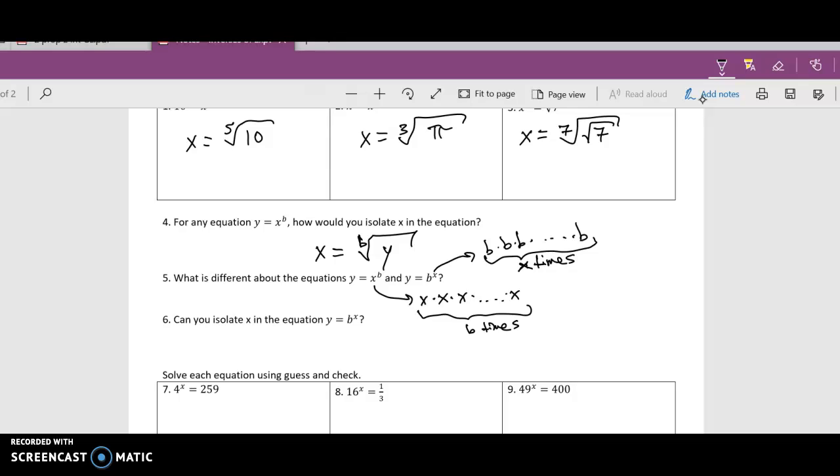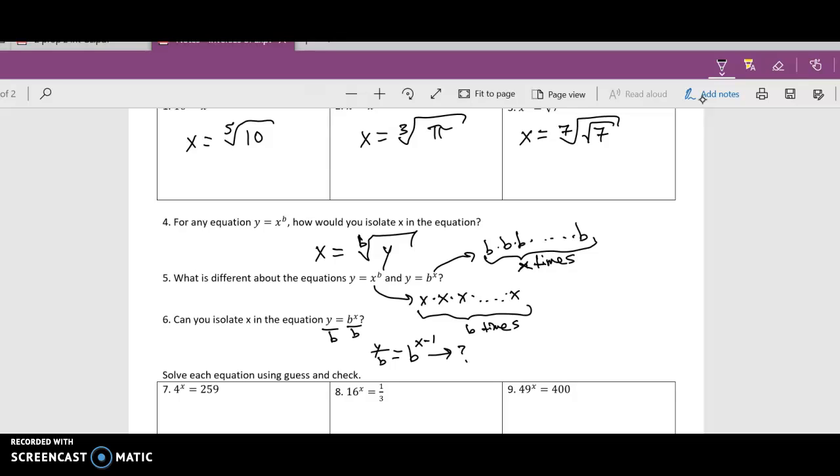Can you isolate x in the equation y equals b to the x? What would you do to solve this guy for x? You might think, well, we've got to divide by b. So y over b is equal to b to the, exponent properties say this is x minus 1. Ooh, kind of run into trouble there, right?